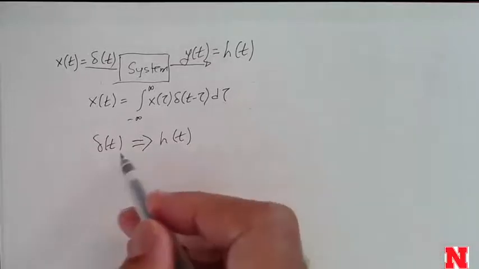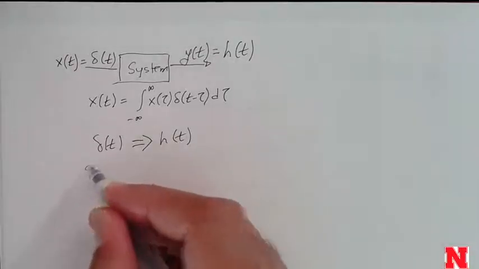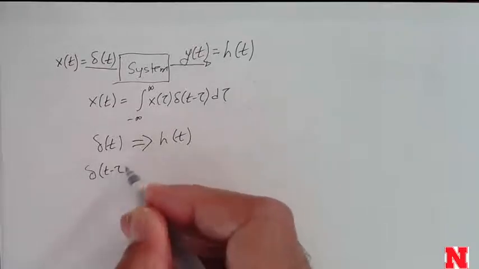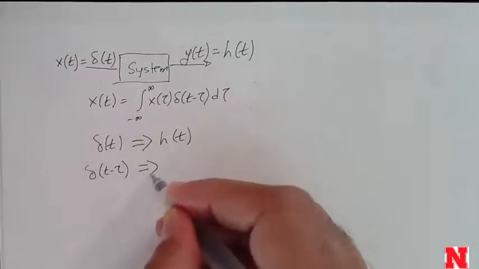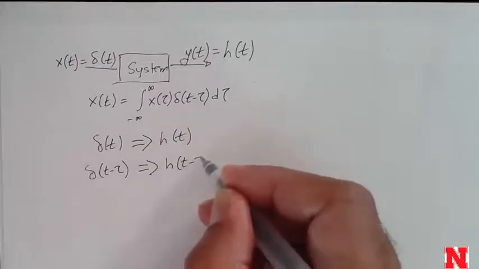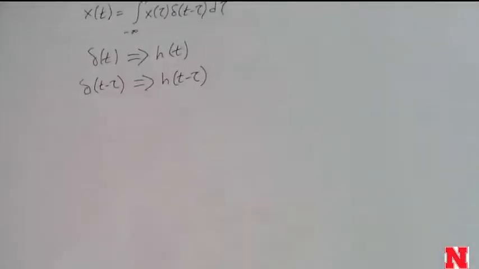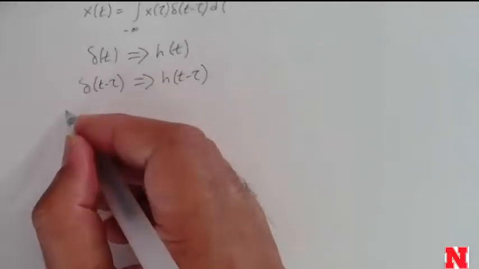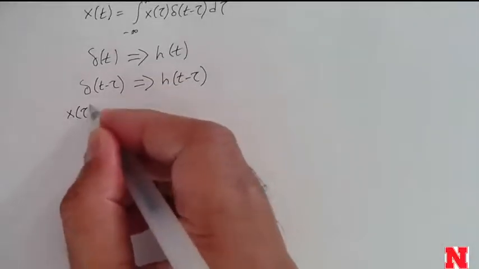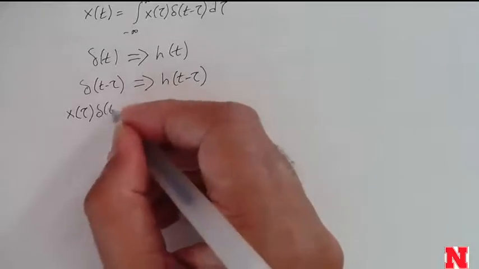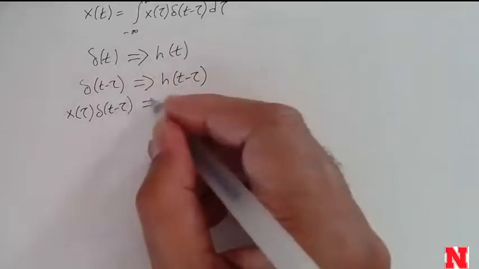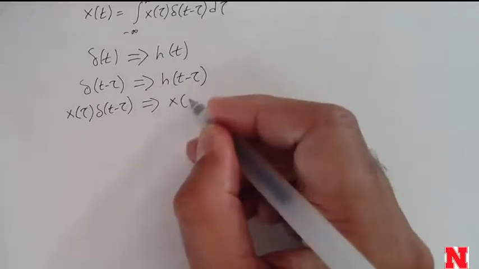I can take that input and shift it. And if I shift it, then the output gets shifted as well, right? That's time invariance. Time invariance says that if a system is time invariant, if I shift the input, the output gets shifted. And finally, I take this and use the scaling property of linearity, which says if I multiply the input by something, then I have to multiply the output by the same thing.